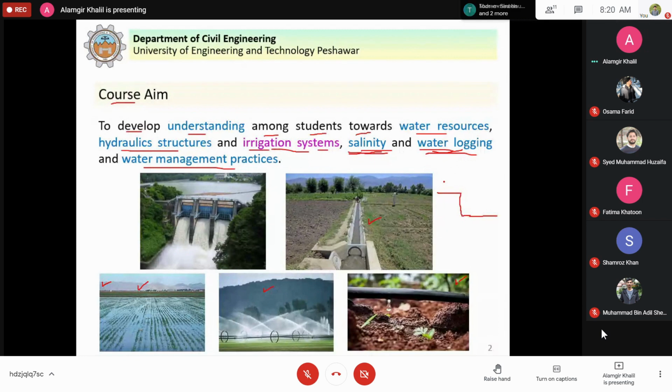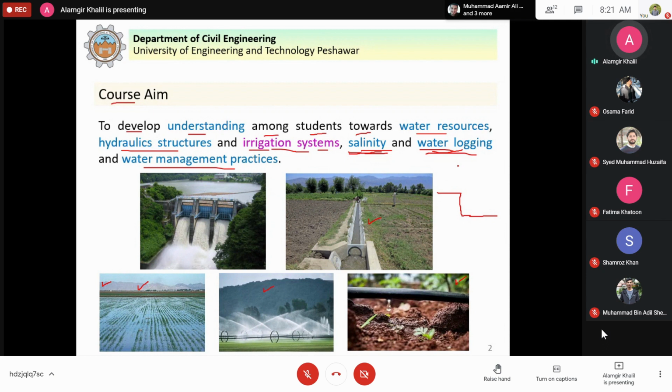Waterlogging is when the groundwater level rises to the surface of the ground, and eventually the land productivity is adversely affected. The simple example is when we constructed the Tarbela Dam. As you already know, Tarbela Dam is the largest earth and rock-filled dam in the world. There are different types of dams, but the largest earth and rock-filled dam in the world is Tarbela Dam.